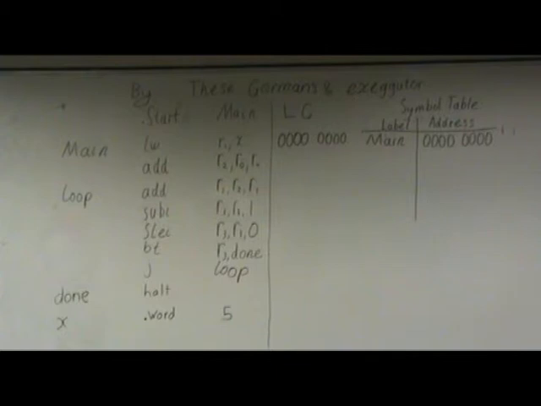Okay, we're assembling at the first line of the code, which is at location counter 0, and we have found a label called main. Since it's not already in the symbol table, we can insert it into the symbol table with label main and address being the location counter at that point, which is 0.